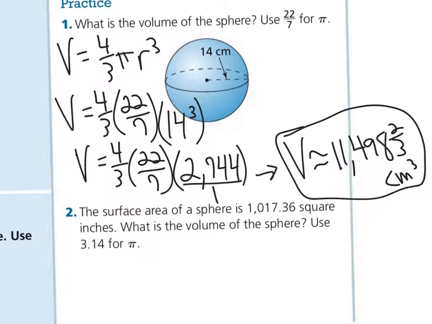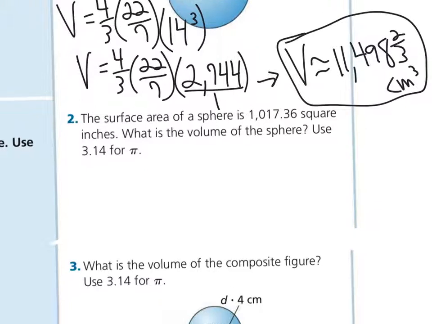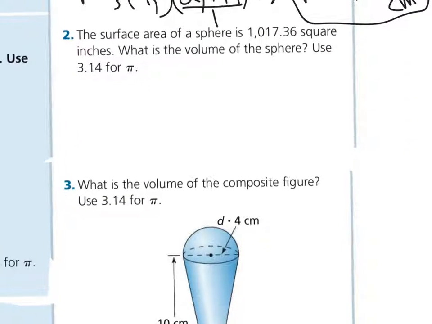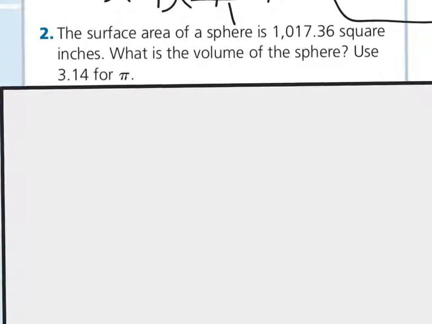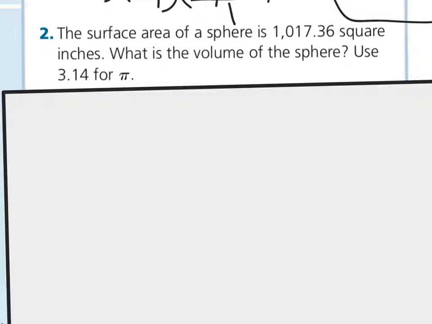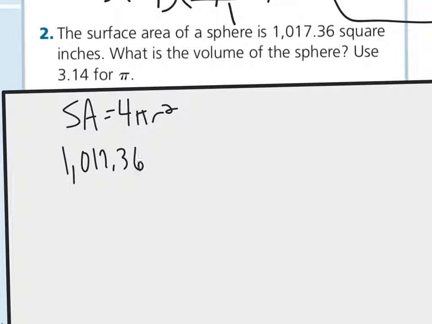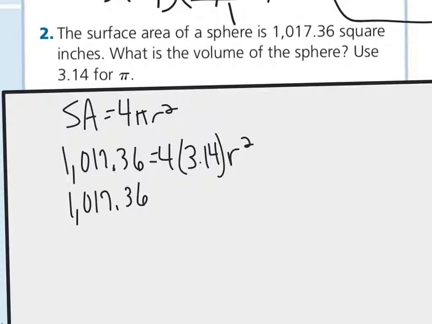Number 2, surface area of a sphere is given, and they're asking what the volume of the sphere is. So we can use both of the formulas for that. So start out with your surface area formula, which is 4 pi r squared. They give you the surface area. It says use 3.14 for pi. And if we work this out, we'll be able to figure out what the radius is.